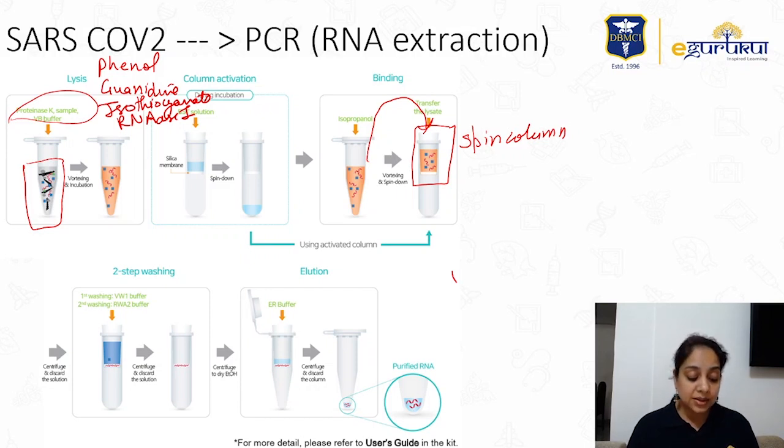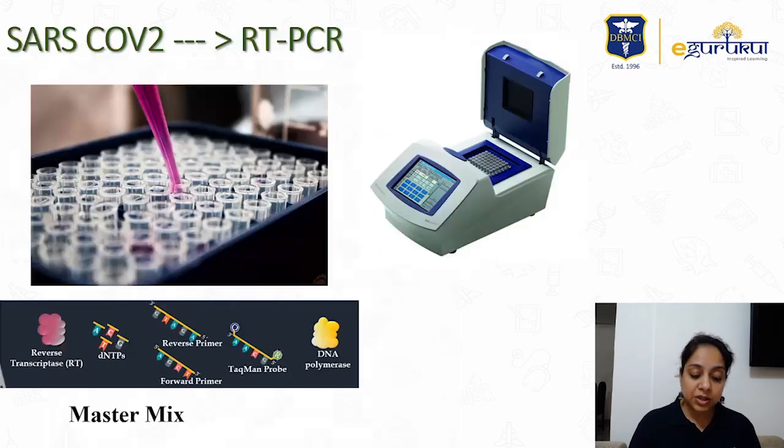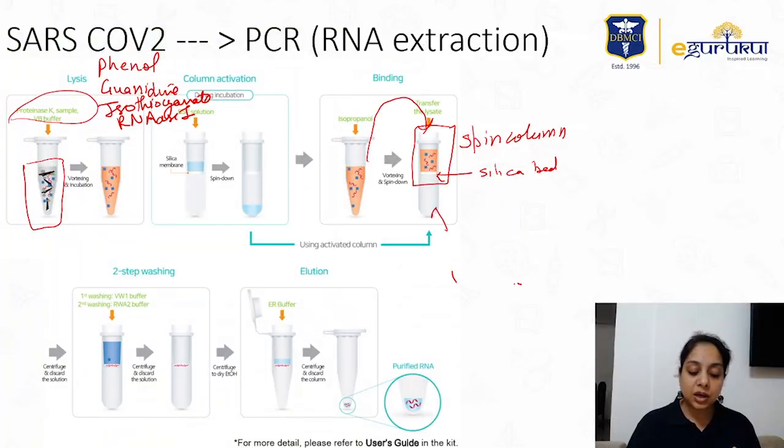What does this spin column have? This spin column has this white bed, that is the silica bed. What it does is it just binds to the RNA, the sample RNA. Everything else comes to the bottom. That is the lysate, and usually we discard it. Then the entire RNA is now stuck in this silica bed. Wash buffer is added to it so that anything extra other than the RNA that is still in the spin column is washed out to the bottom, which is discarded.